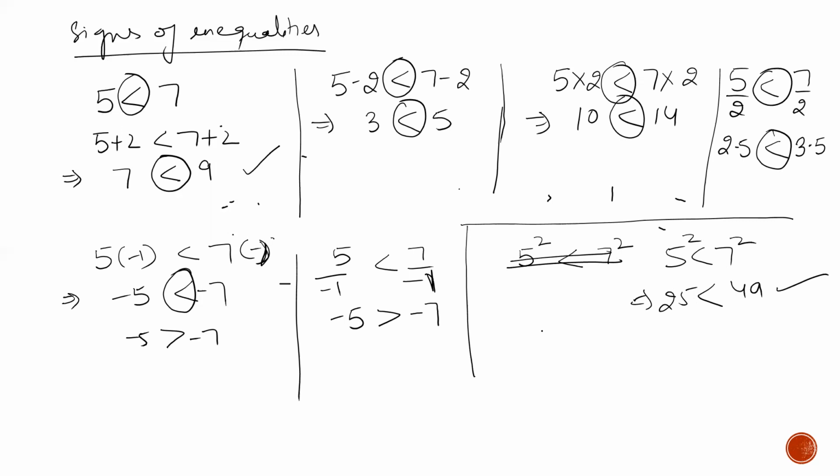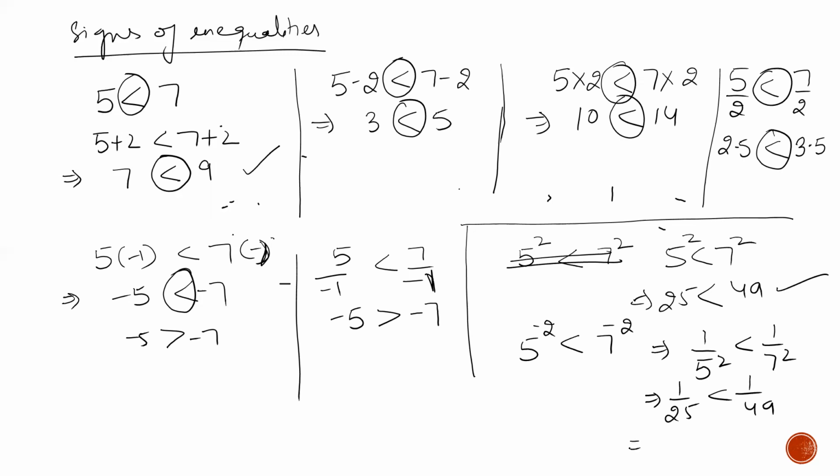Another property: if I am provided with 5 less than 7 and I am putting a negative power, I would say minus 2, to both sides in the power, what will happen? It will become 1 by 5 square less than 1 by 7 square, which is 1 by 25 less than 1 by 49. Now you can easily see that in this case, yes, 1 by 25 is greater than 1 by 49. So the sign reverses.